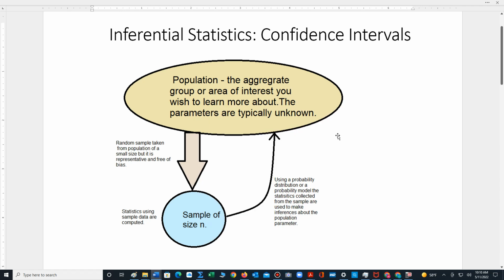Hello, I'd like to review some of the key equations for confidence intervals. Prior to examining the equations, I just want to review the process of inferential statistics.